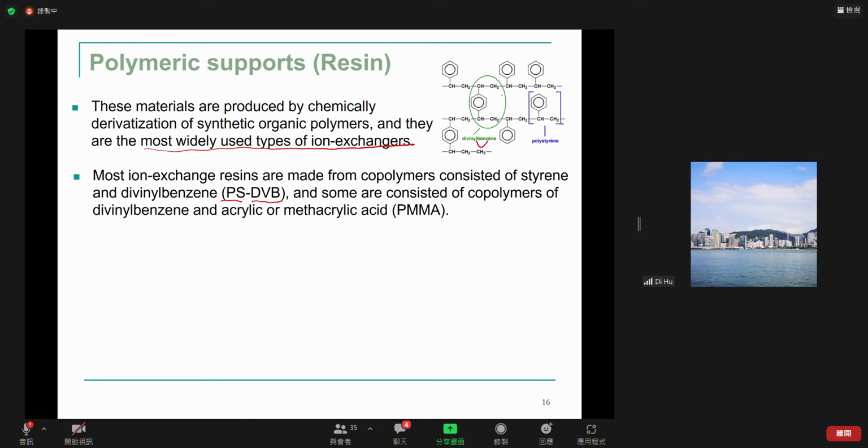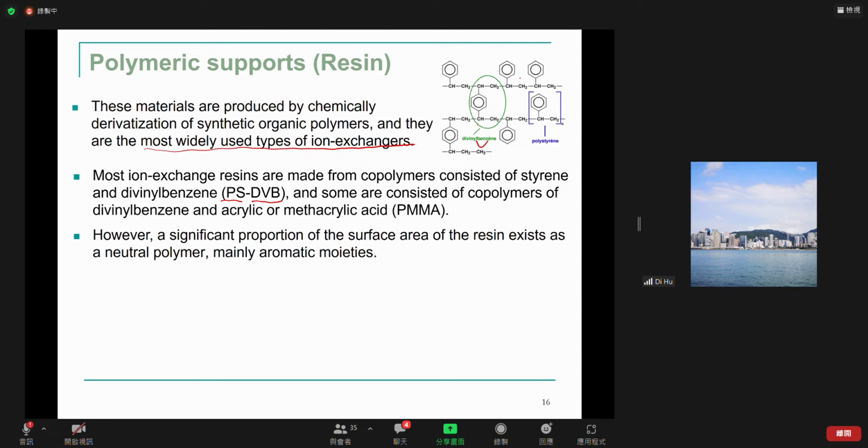But halfway from here, you can see that because of divinylbenzene, it forms the bridge, right? So top and down, the amount of divinylbenzene determines the degree of cross-linkage of this polymer. If you have more divinylbenzene in this polymer, then it has a smaller pore size, right? Because it is more highly cross-linked.